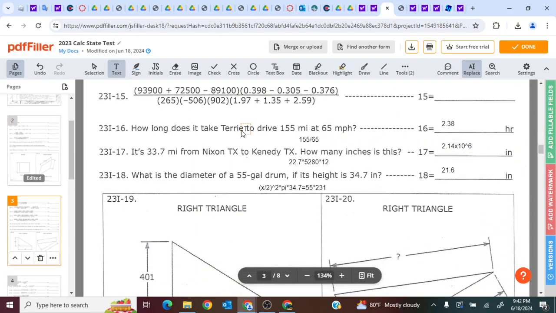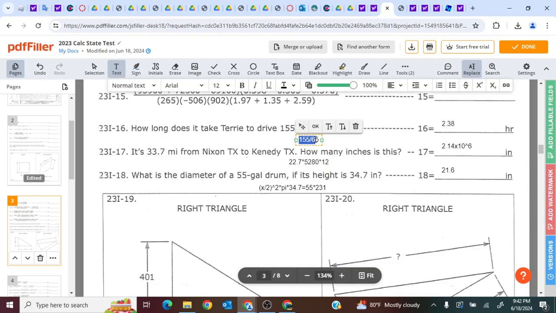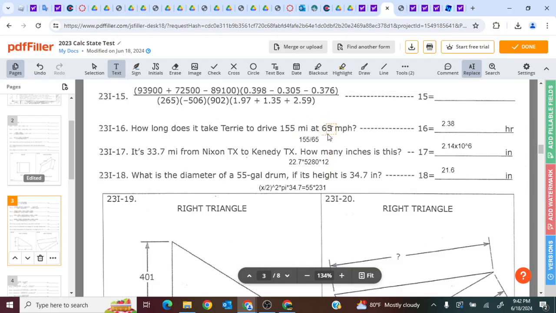How long does it take random dude to drive 155 miles at 65 miles per hour? Well, time is equivalent to distance over speed. So 155 miles over 65 miles per hour gets you 2.38 hours.